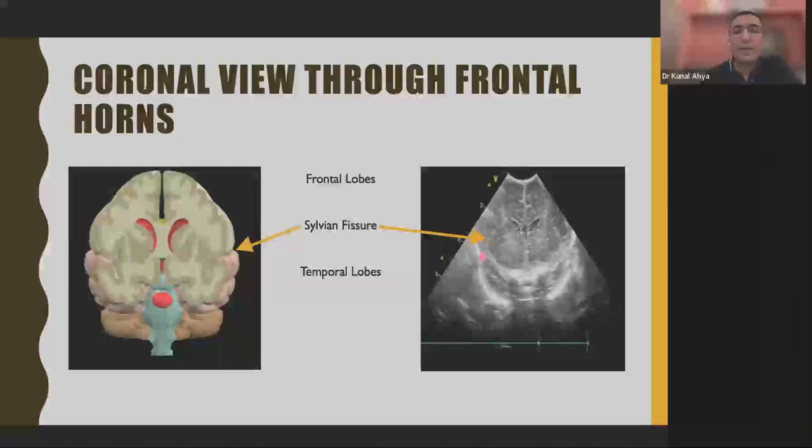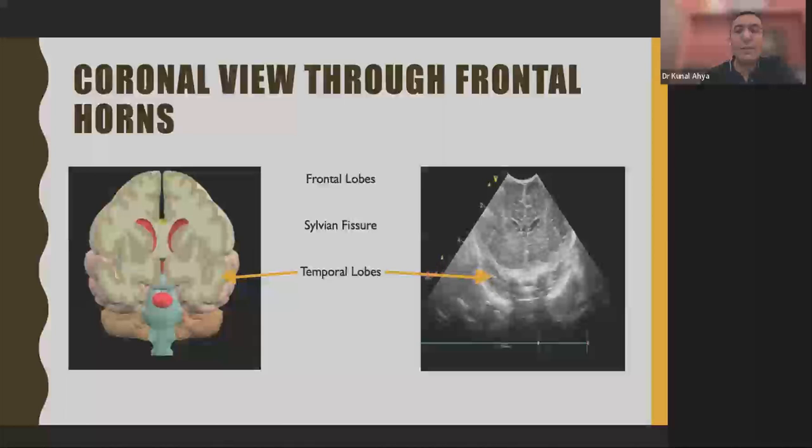Whenever you try to get any image, make sure that both Sylvian fissures appear similarly, so it is a more symmetrical image. Sometimes the ventricles are asymmetric because there can be some lesions, so whether you are getting a proper central image or not, you can decide based on your Sylvian fissure. Both should appear similarly in the Y-shaped format.